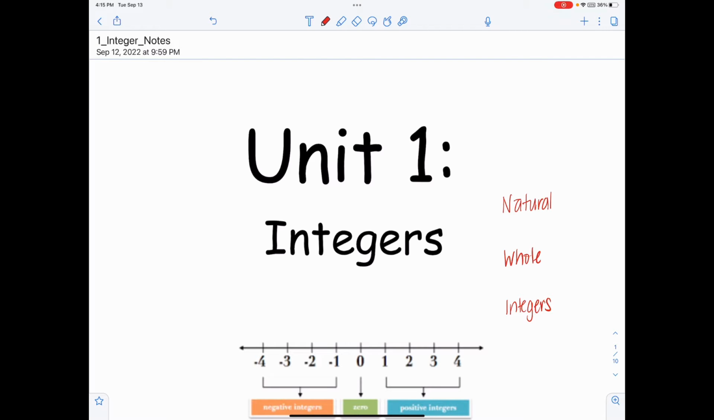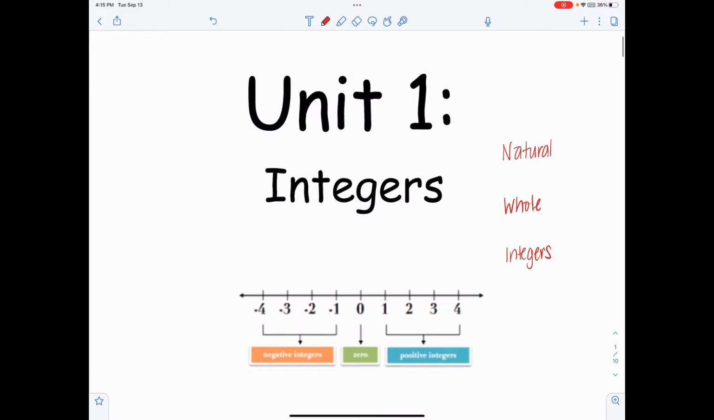So follow along carefully, and if you need to stop and go back or forward, you can take care of that to your own liking. So let's go ahead and walk through this. This is Unit 1, integers.